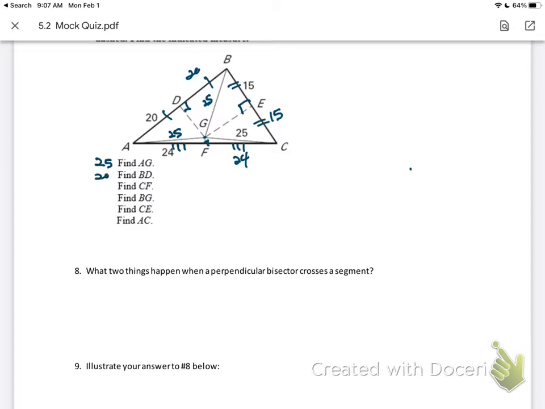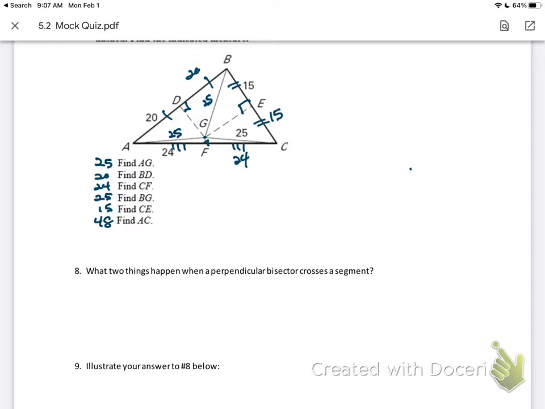So check your answers. Find CF. CF is 24. Find BG. BG is 25. Whoops. Find CE. CE is 15. And then find AC. AC is the whole length, so it's 24 plus 24, which is 48.